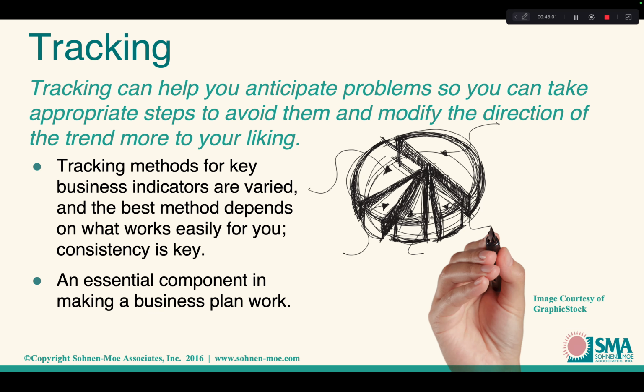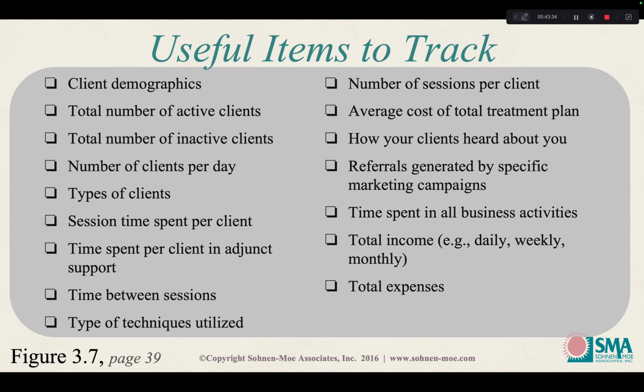Tracking. Tracking can help you anticipate your problems, so you can take the steps you need to avoid them or modify the direction of the trend, right, to something that you like more. Tracking methods for key business indicators are varied, and the best method depends on what works easily for you. So be consistent. An essential component in making a business plan work. So tracking is essential. Here are some things you might want to track.